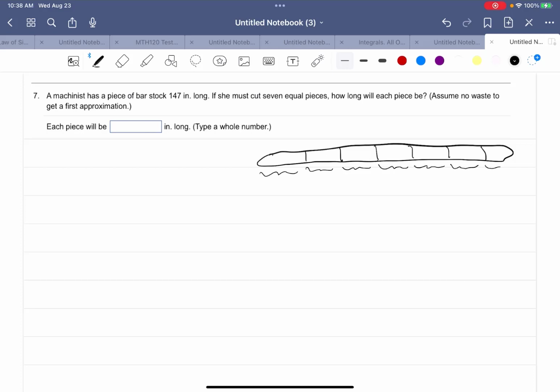So we're going to have to divide this bar stock into 7 pieces. Now they don't use the word divide, but that is another way to say we're going to cut this into 7 pieces. So that tells us we need to divide 147 divided by 7. Now again, when you cut something, you're going to have a little bit of waste, but they're telling us that we don't have to worry about the waste this time. So we just do 147 divided by 7. So each piece is going to be 21 inches long.